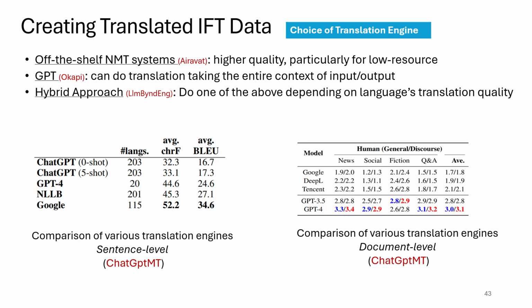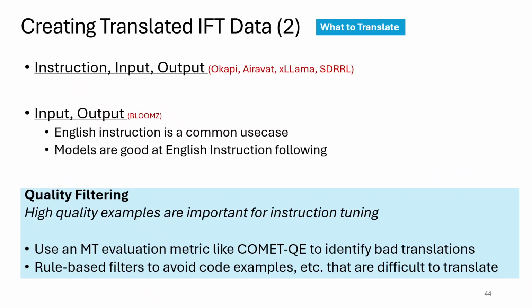Or we can do a hybrid approach. So depending on the language, for some languages we could use GPT, where GPT translation quality is good, or use an off-the-shelf NMT system for other languages. And you can see this choice clearly depends on the translation quality, and the tables below basically show that translation quality is better in general for low resource languages across a large number of languages for the NMT systems, but at document level, maybe there is a case to be made for using models like GPT for translation.